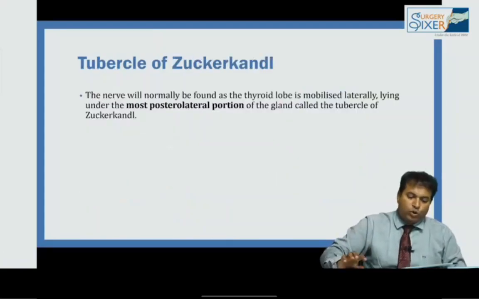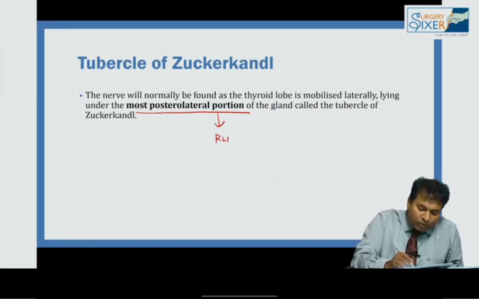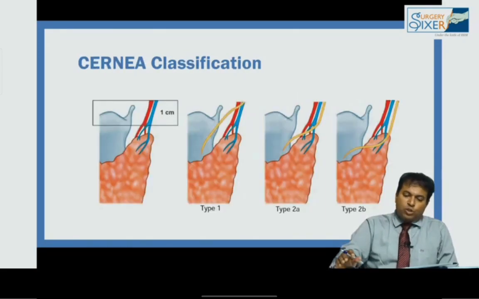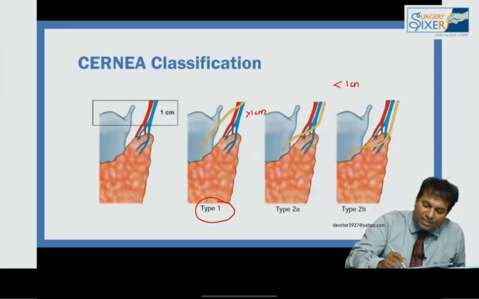Okay. So the tubercle of Zuckerkandl is the most prominent posterolateral portion, and its tip will be pointing towards the recurrent laryngeal nerve. Please don't forget. So this is the Cernea classification I told you. Type 1 means the external laryngeal nerve is running more than 1 cm above. 2A and 2B mean less than 1 cm; in 2A it is running above the gland, and in 2B it is running on the gland. Cernea classification.